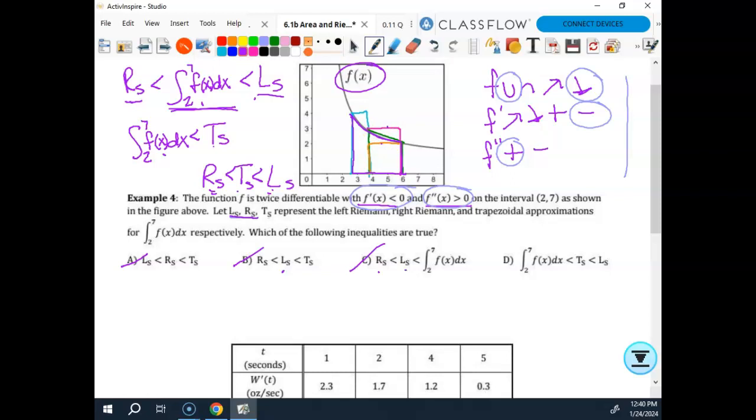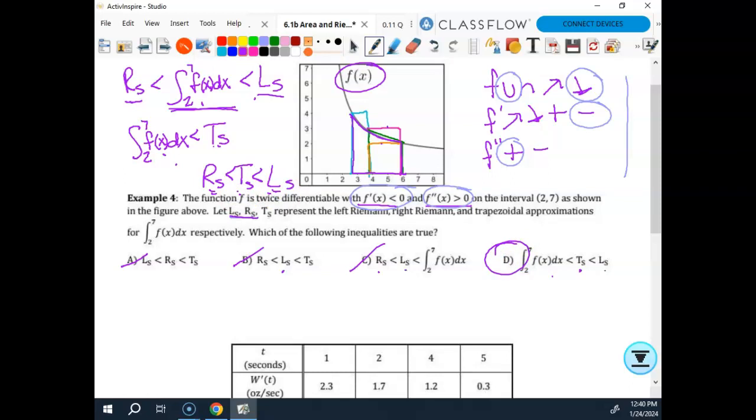Okay? Good question. So now let's check this one. We hope it's right because it's the only one we got left, right? Is the trapezoidal sum greater than the integral itself? Yes, we said that right here, right? And is the left-hand side greater than the trapezoidal? Yes, because we said that right there. And that's your answer. Okay?